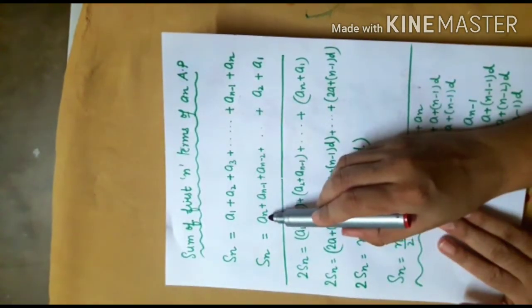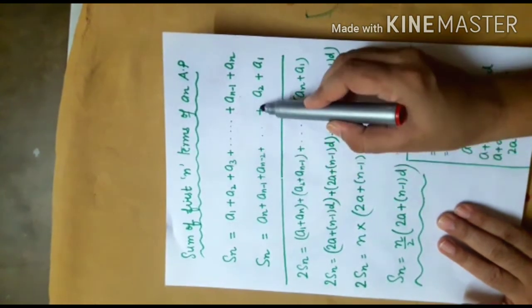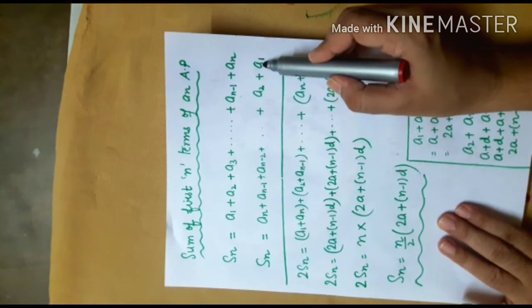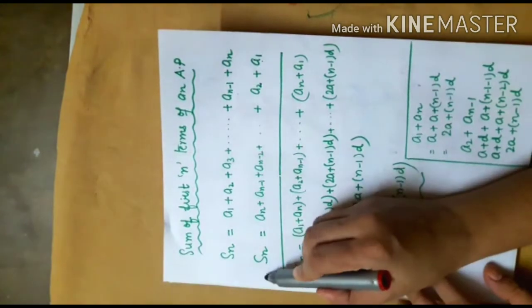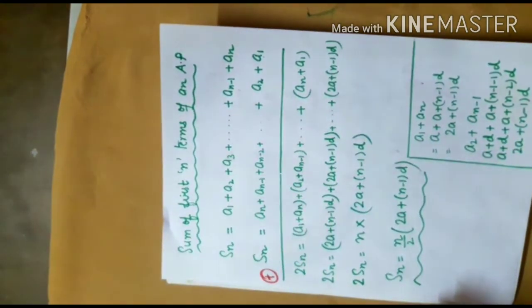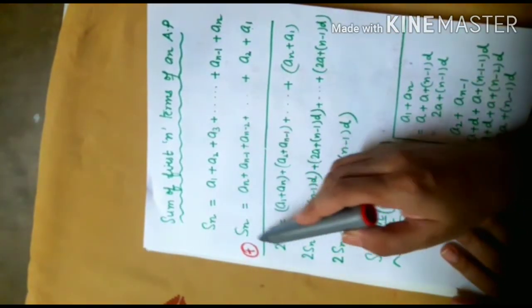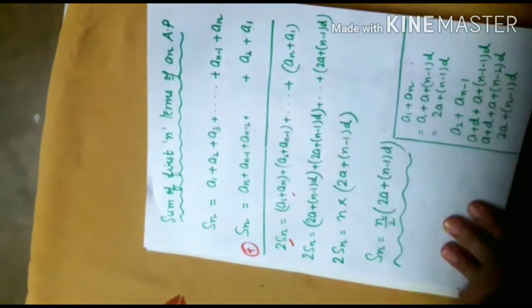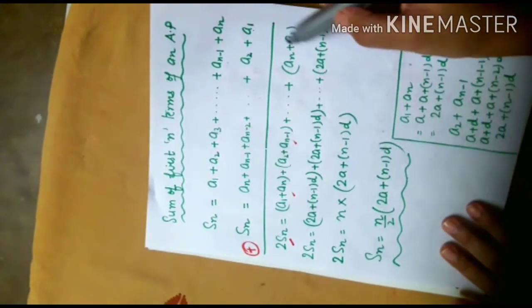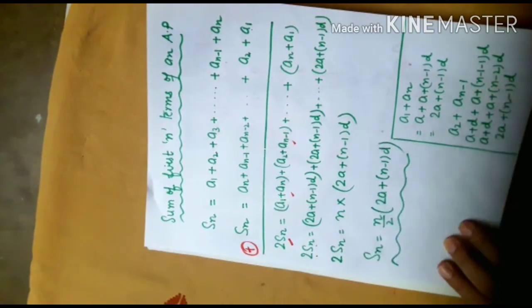So here I'll get An plus An minus 1 plus An minus 2 plus so on, till A2 plus A1. So this sum will also be equal to Sn. Now I'll add these two equations. So here I'll get Sn plus Sn, 2Sn. This will be A1 plus An, A2 plus An minus 1 and so on, An plus A1.